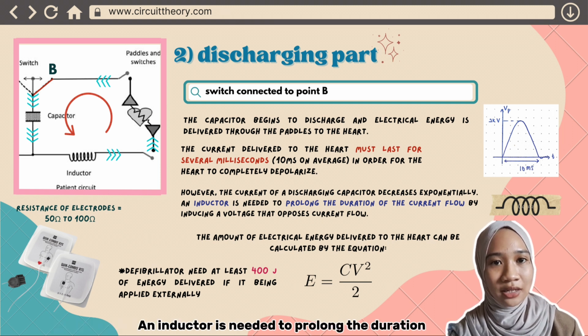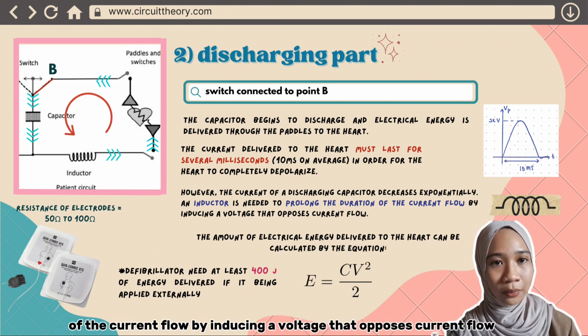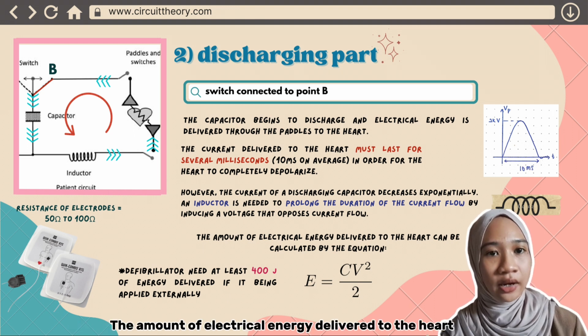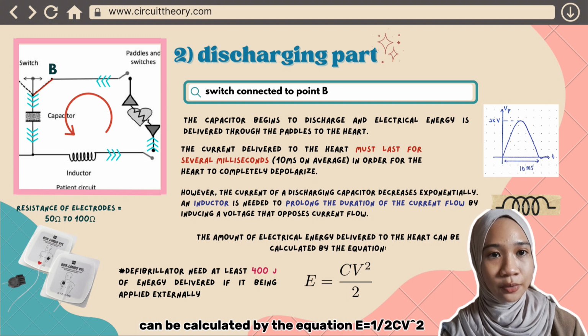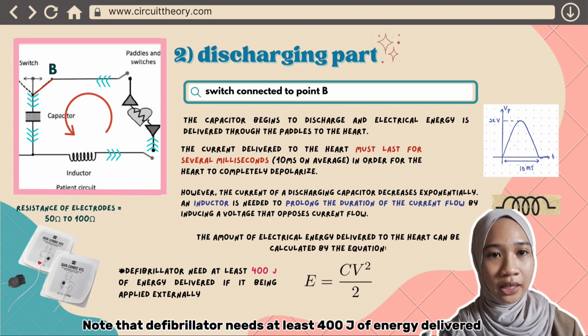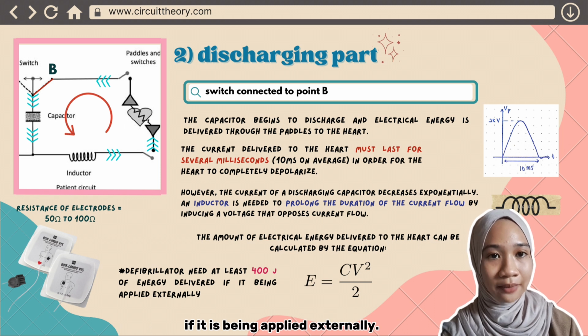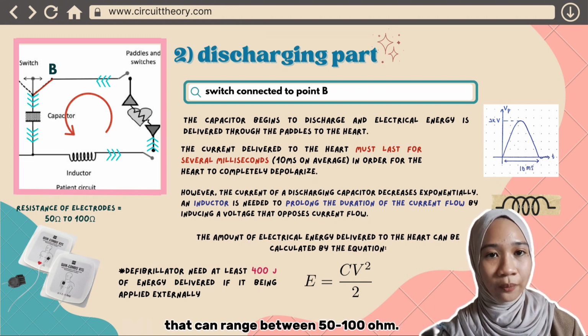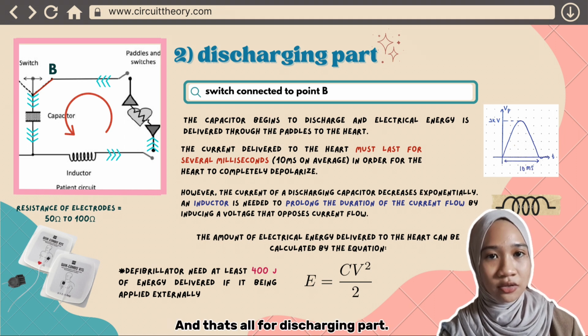Thus, an inductor is needed to prolong the duration of the current flow by inducing a voltage that opposes current flow. The amount of electrical energy delivered to the heart can be calculated by the equation E equals to half CV squared. Note that the defibrillator needs at least 400 joule of energy delivered if it is being applied externally. We also need to consider the resistance of electrodes that can range from 15 to 100 ohms. And that's all for discharging part.